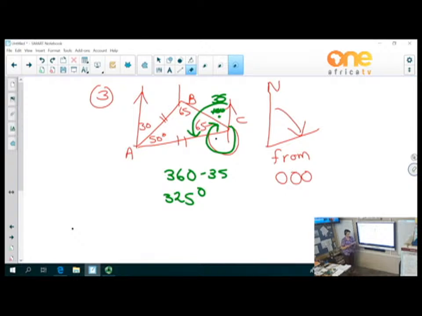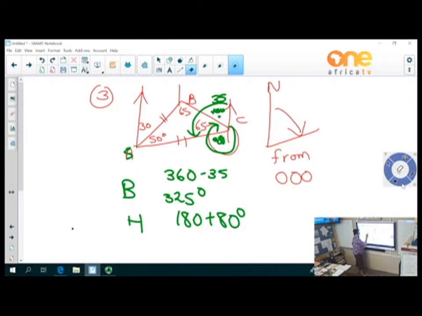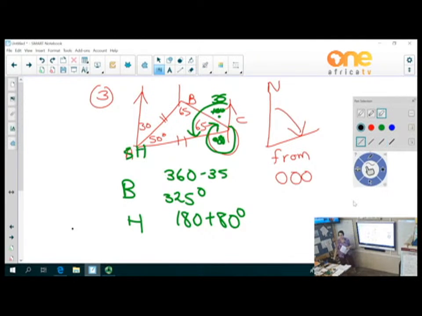No, they say H. Oh, wait, I'm totally wrong, because they're asking H from C. I was taking it as B from C. So actually what I need is this angle here. And this one is alternating with this one, isn't it? So this one is 80. So then it is 180 plus 80. Okay, so this one is B from C, and this one is H from C. Sorry, I misread the question, and can you see I put an A there instead of an H?